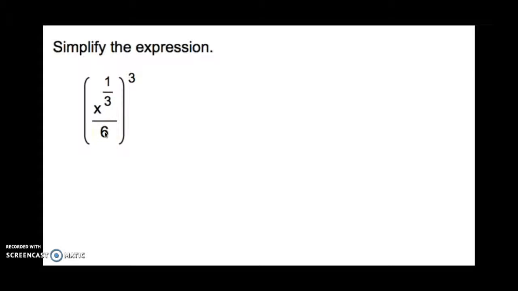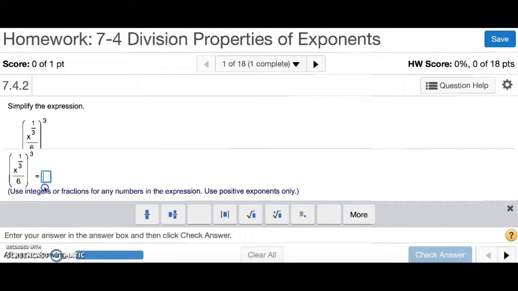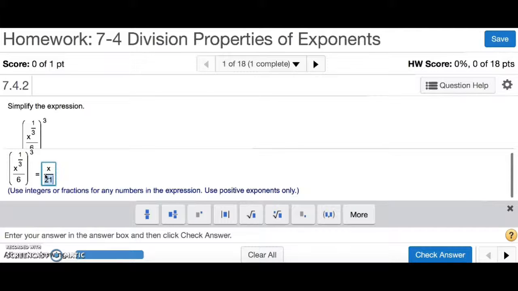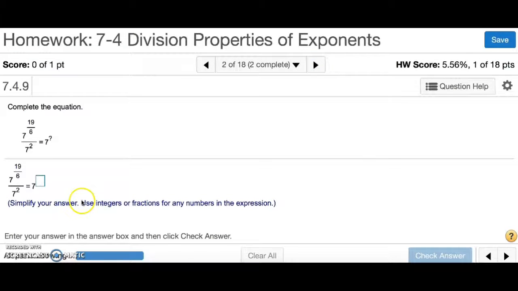Then we'll have at the bottom 6 being raised to the third power. 6 to the third power is 216, so that's going to be the answer. So typing that in, we have x over 216. That is number 1. Number 2 is asking you to complete the equation.